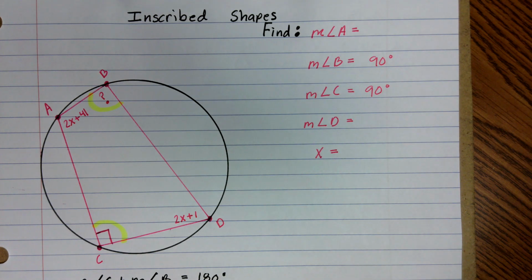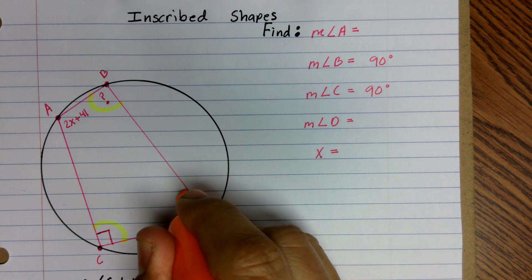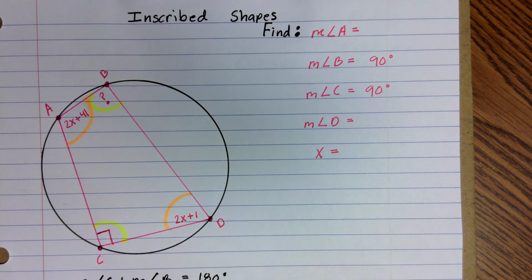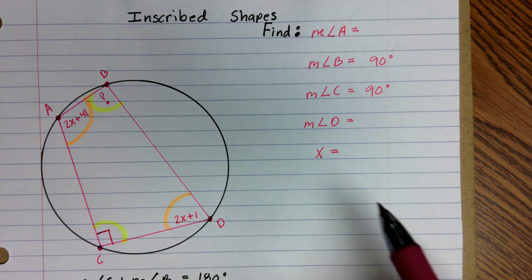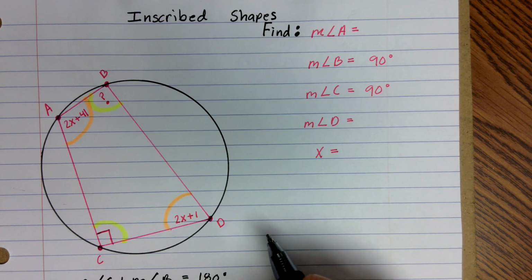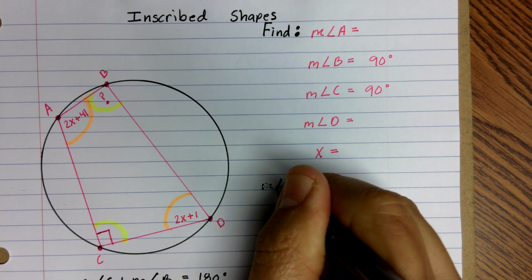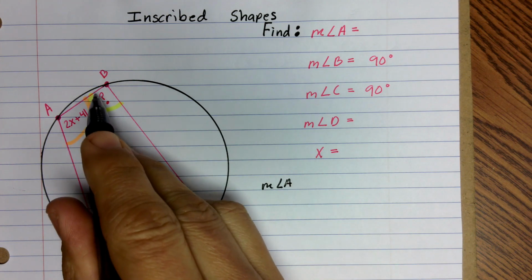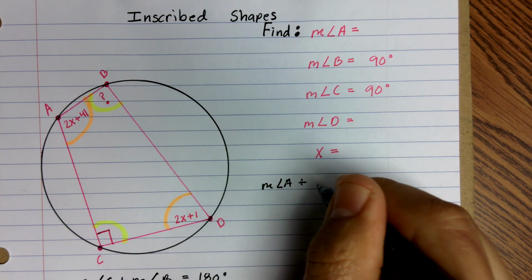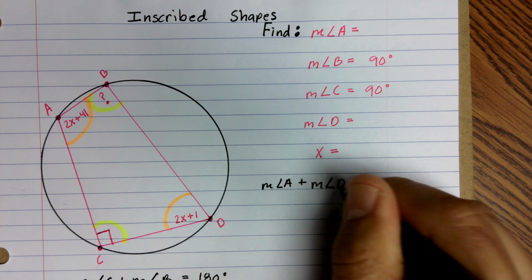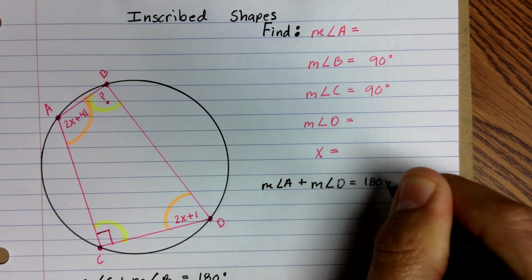Now we're going to use the same method, the same idea, to find these next two angles. However, since they gave us an expression instead of an actual value, a number, we're going to have to do a little algebra here. We're going to set up an equation. So in order to find A and D and to find what X is, I'm going to set up my problem. I'm going to say that the measure of angle A, that's this angle right here, plus the measure of angle D down here is equal to 180 degrees.